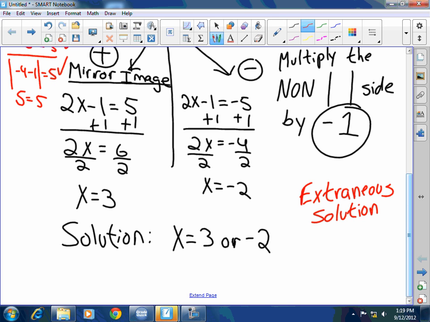What he asked was, let's say you plugged in -2, and instead of 5 equals 5, you had 6 equals 5. Then for this case, you'd say the solution is x equals 3 or -2, but then -2 is extraneous. That tells the reader, yes, -2 is a solution, but it's an extraneous solution. But that's only if it doesn't work. In this case, they both worked, so there were no extraneous solutions.